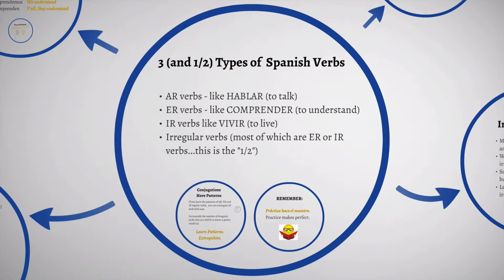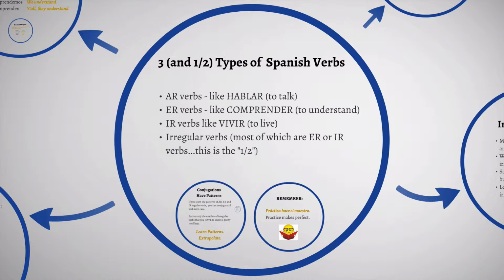I say that there are 3.5 types of Spanish verbs. The first three are AR, ER, and IR verbs. Examples are hablar, comprender, and vivir. You'll notice that hablar ends in AR, and that's called the termination of the infinitive. Likewise, comprender ends in ER. That's the termination of the infinitive, ER. And IR is the termination of the infinitive, vivir.